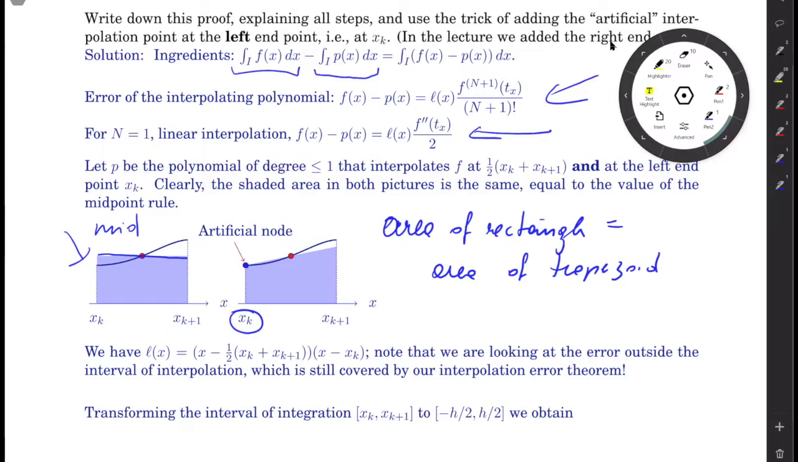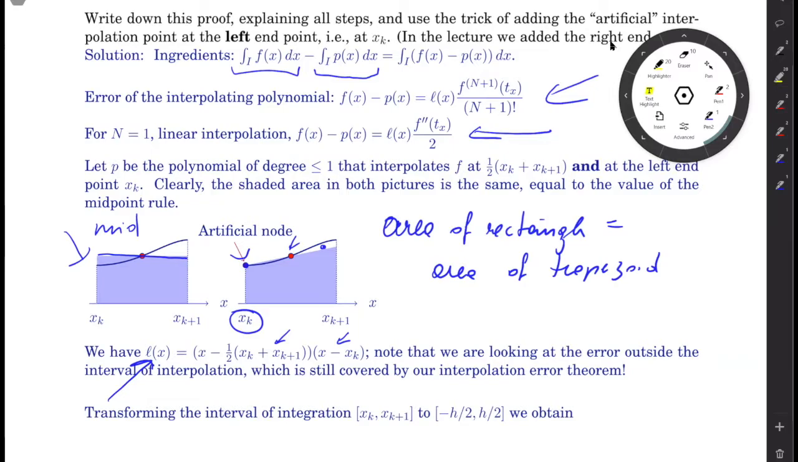So we created this artificial node. And so now this gives us this L of x here, which is x minus the midpoint times x minus the left endpoint. Now, our interpolation points are these two here, but we're also checking the error over on the outside. So we're sort of extrapolating, but our interpolation error formula does take this into account. So this is perfectly okay.